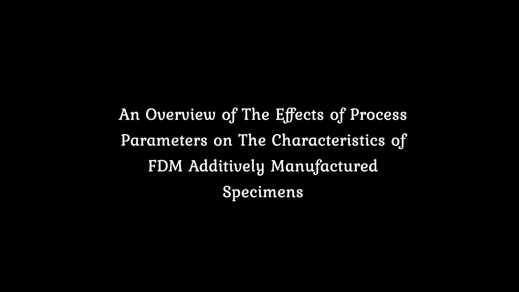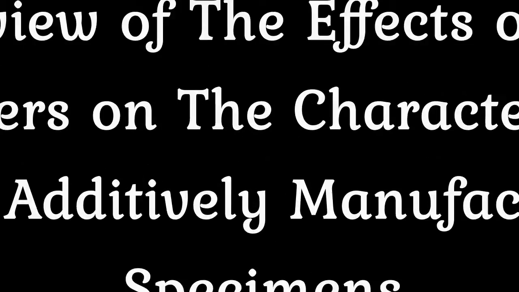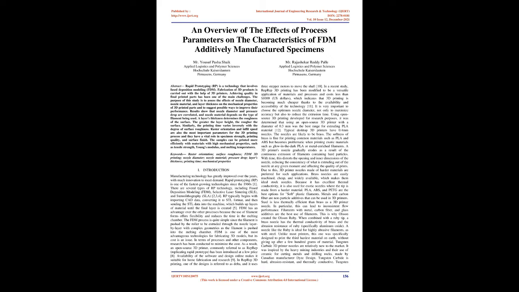An overview of the effects of process parameters on the characteristics of FDM additively manufactured specimens. Abstract: Rapid Prototyping, RP, is a technology that involves fused deposition modeling, FDM. Fabrication of 3D products is carried out with the help of 3D printers. Achieving quality in final printed parts has been one of the main challenges.